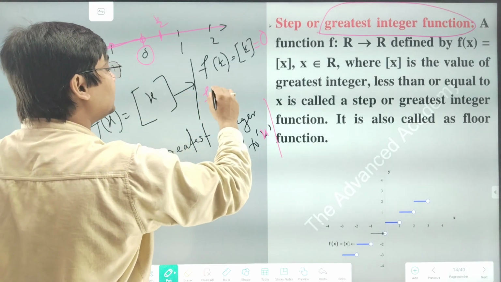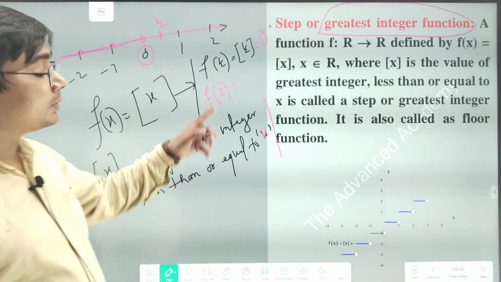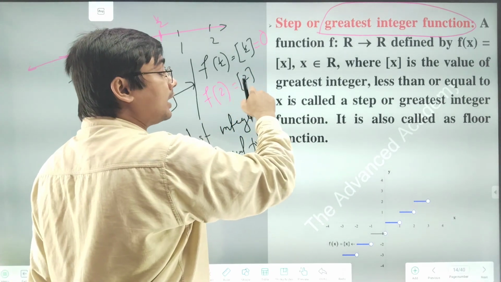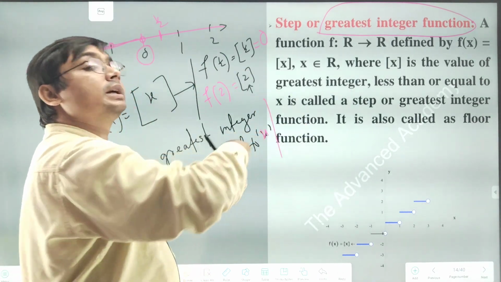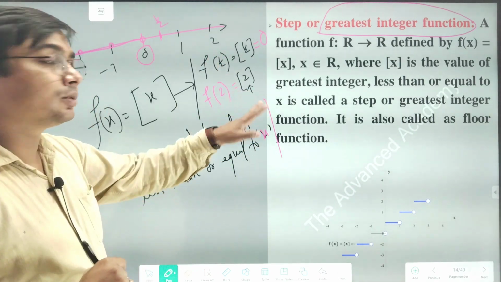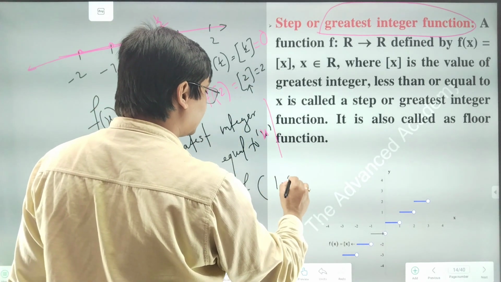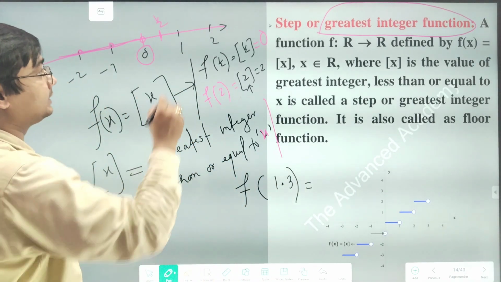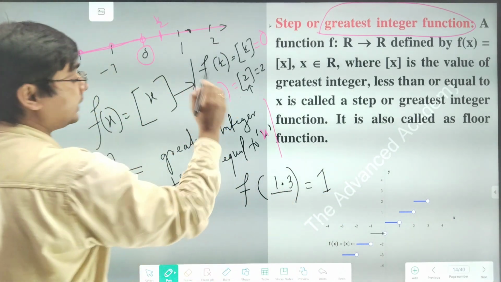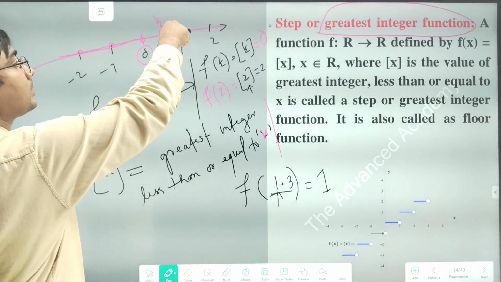If we find the value of, suppose, f of 2, you see 2 itself is an integer, so it will give 2. Now take any other number, suppose 1.3. This will give 1, because 1.3 is not an integer, so the answer will be smaller than it, but the greatest such integer, which is 1.